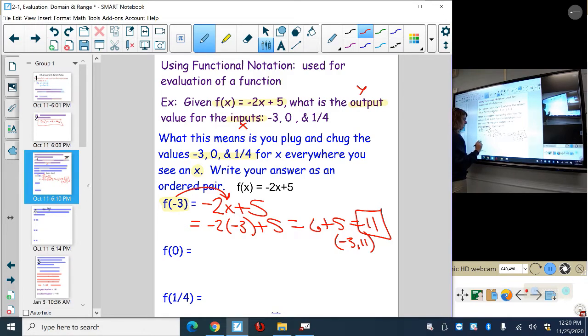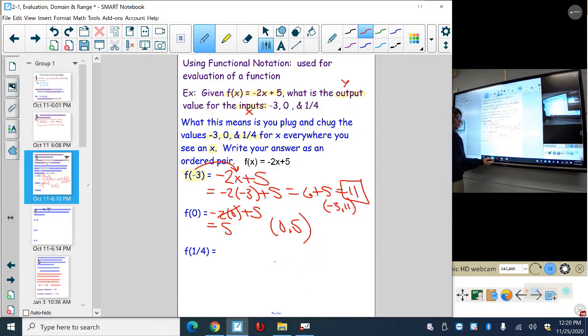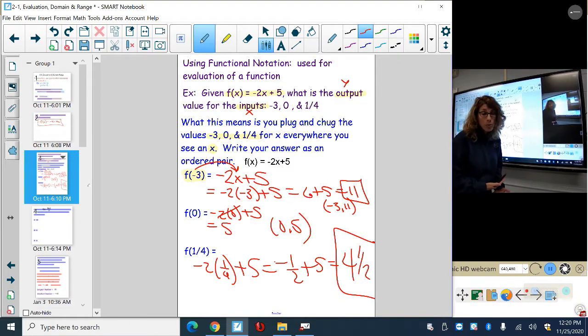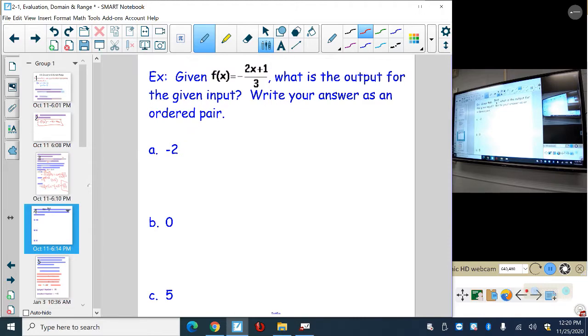So now I'm going to do f at 0, so this is negative 2 times 0 plus 5, which is just going to give you the 5 to give you 0, 5. And the last one, this is going to give you negative 2 times a fourth plus 5, which is going to be the same thing as negative 1/2 plus 5, which is going to be the same thing as 4 1/2. Okay? So again, we have already done this whenever we did our piecewise functions with our function notation. Okay? So we're going to probably skip a little bit of this.